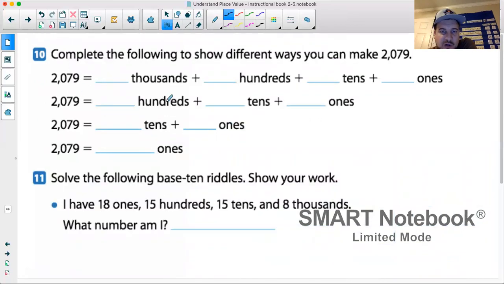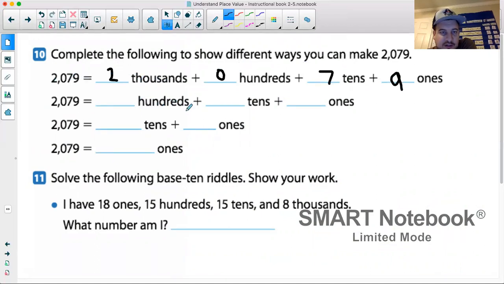So this is what we would call, this is a different form, and it is called, not numeric, it is totally drawn a blank right now. It's like expanded form. It's kind of like a combo of all the forms together. 2,000, 0 hundreds, 7 tens, 9 ones.